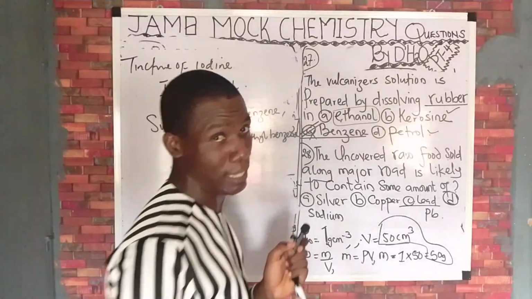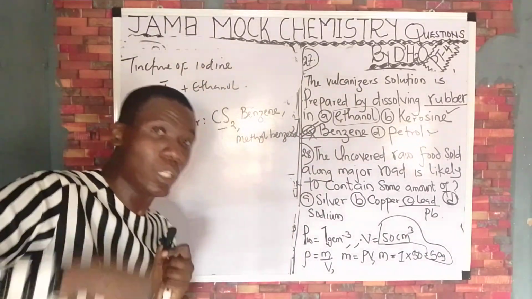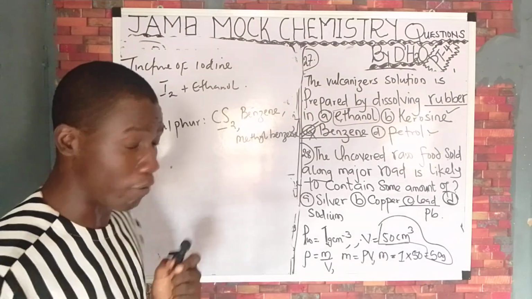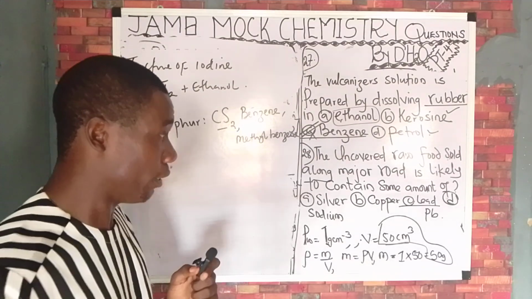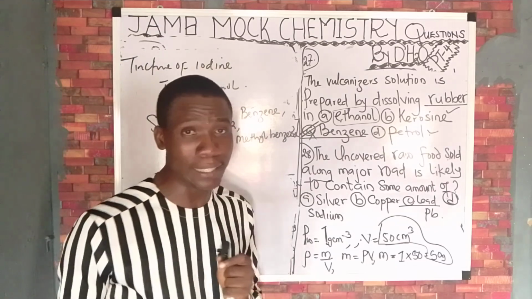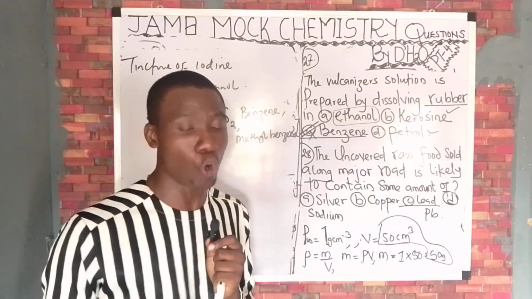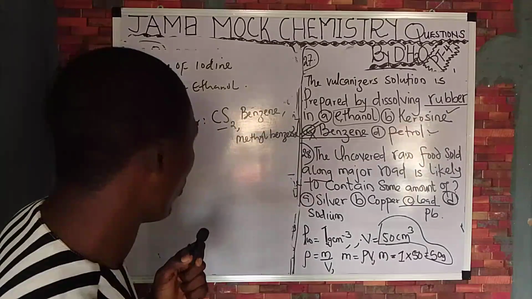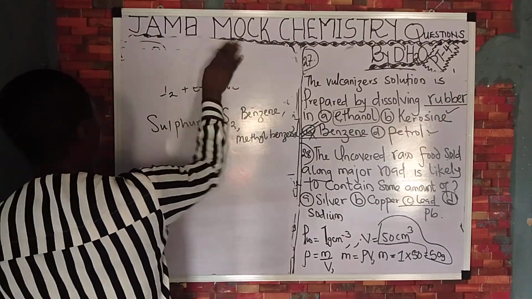You know, lead is a heavy metal that even in trace amount can cause lead poisoning. So food that is sold along the roadside uncovered should not be consumed because of the deposit of lead that is gotten from the exhaust of automobiles. Stay with us in this channel because we have other questions too.